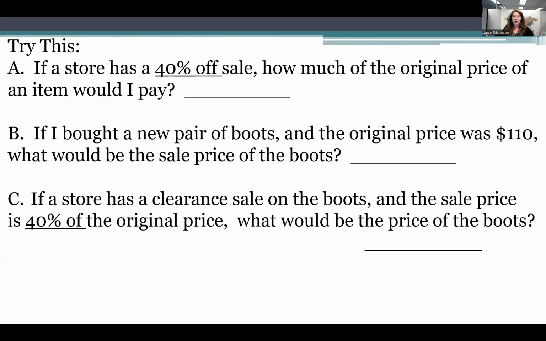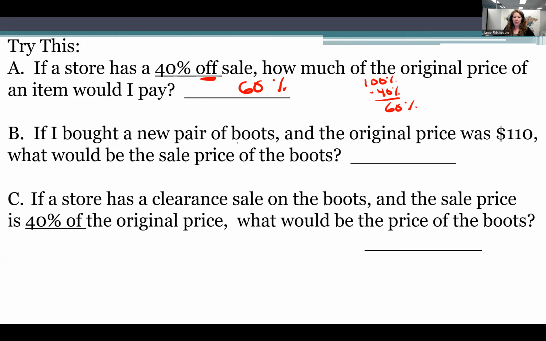So it says if a store has a 40% off sale, how much of the original price of an item would I pay? Well, original price is 100% minus 40%, which means I'm going to pay 60% of the original cost. So basically, you're always going to subtract the sale percentage from 100%.